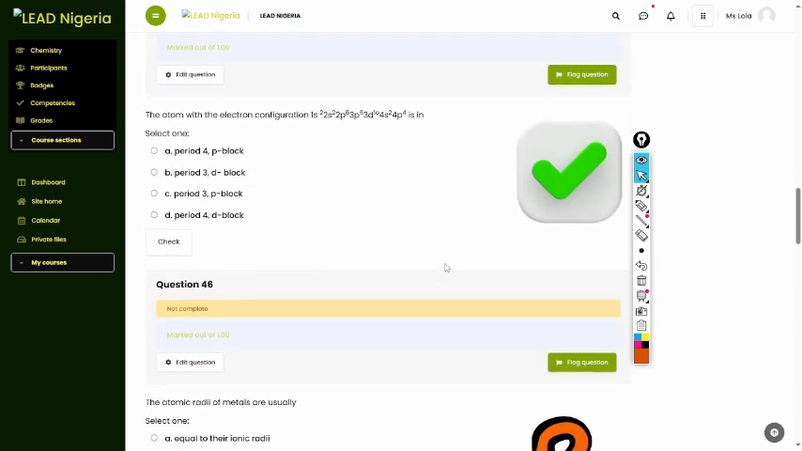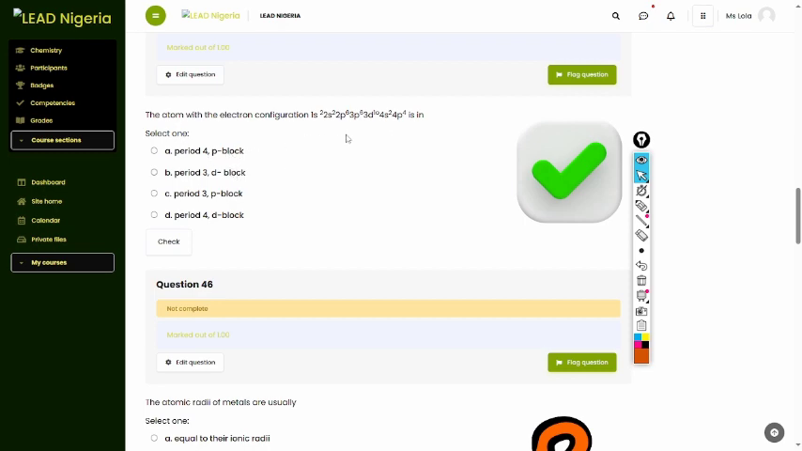Okay, so moving on. The atom with the electronic configuration given is in... Okay, so let's find out what's the period and what's the block for this atom. We can find the period by looking at the highest number of electron shells it has. So we can tell from the coefficients here that the highest number is 4, which means it has 4 electron shells, and so it belongs to period 4 of the periodic table.